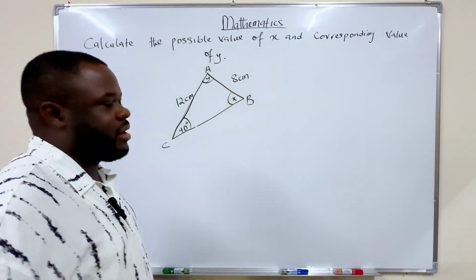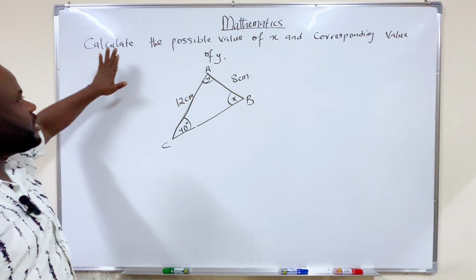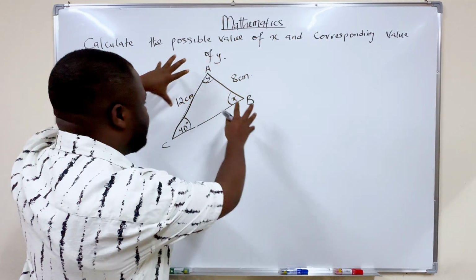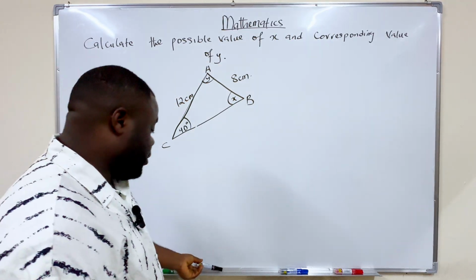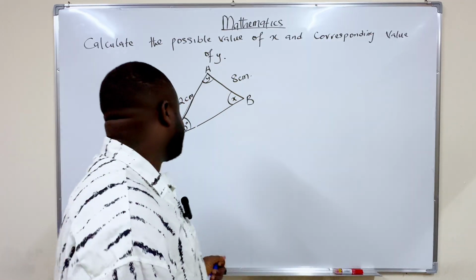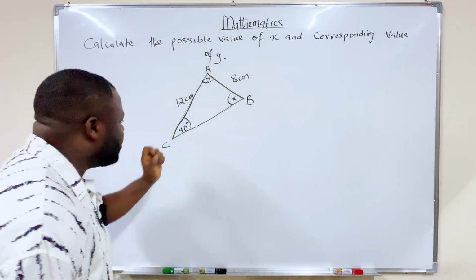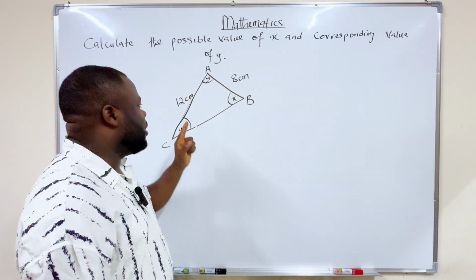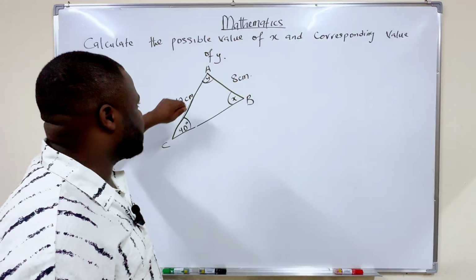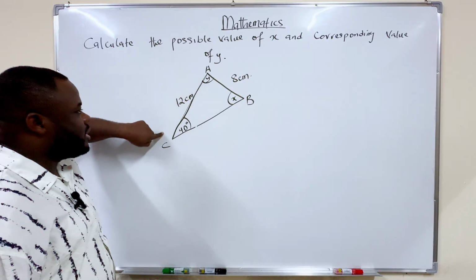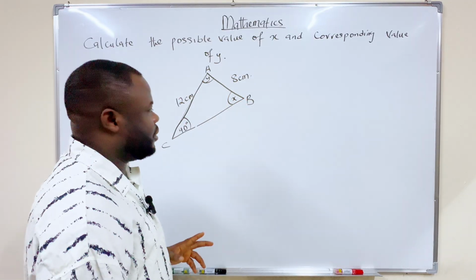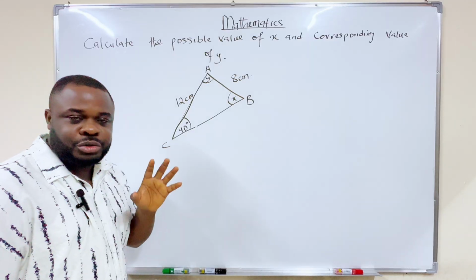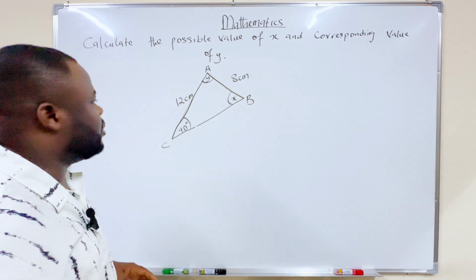So, welcome back. We are asked to calculate the possible value of x and the corresponding value of y from this triangle. When you look at this triangle, the first thing you are going to notice is that one angle is given, but two angles are missing, which are x and y, but two sides are given. That is, AC is given and AB is also given. So, when you see this type of condition, what you should apply is your sine rule.